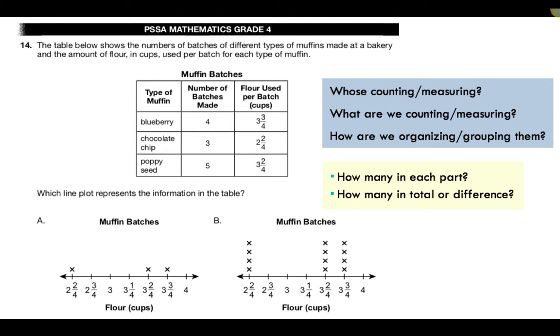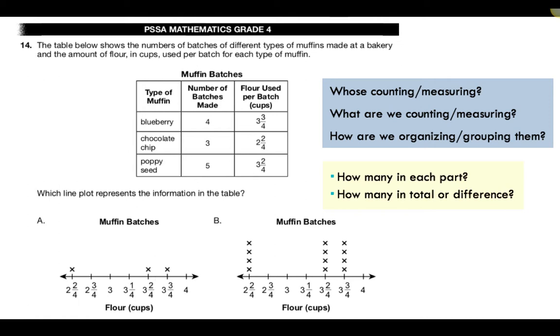These are called line plots, and I should have put them as ways to represent things besides number lines and circles. We could have put line plots. So let's see, we have 3 3/4. 3 3/4, 4 times: 1, 2, 3, 4. So this is a possibility. This one is not, because they didn't mark the 3 3/4 at least 4 times.